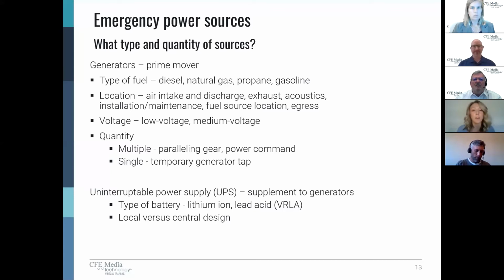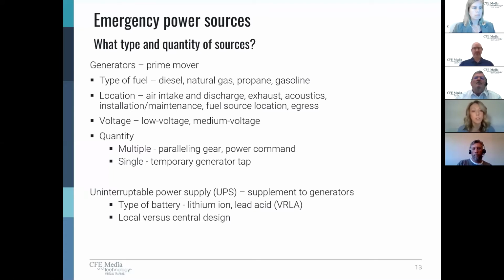And then finally is egress. This was touched on a little bit earlier, but for generators and ATS locations, you need to abide by certain egress rules for obviously getting out of the room, and then lighting and battery backup power.